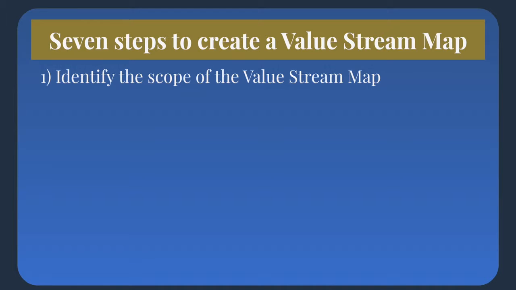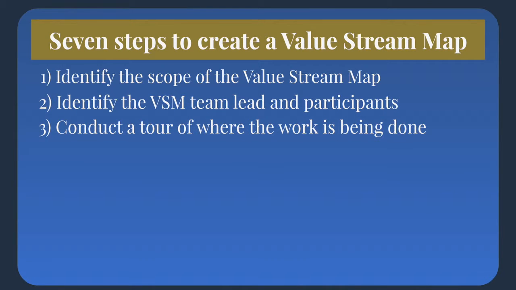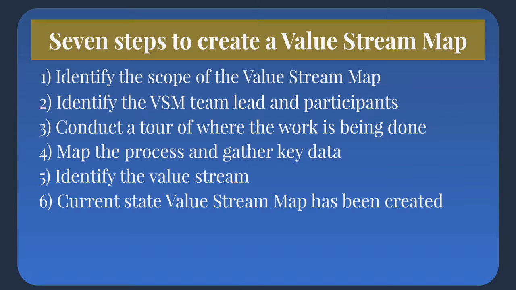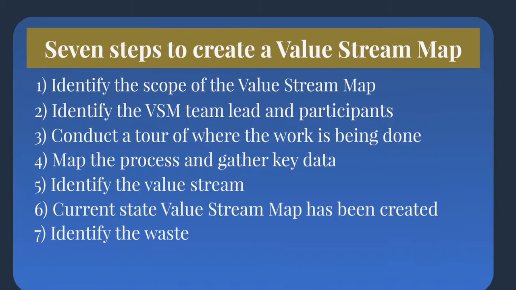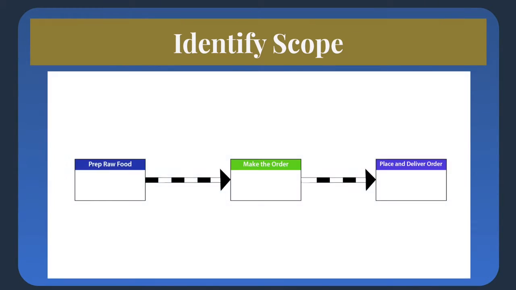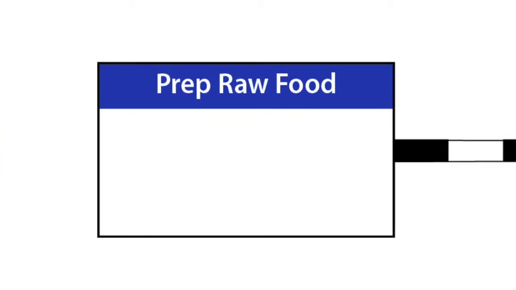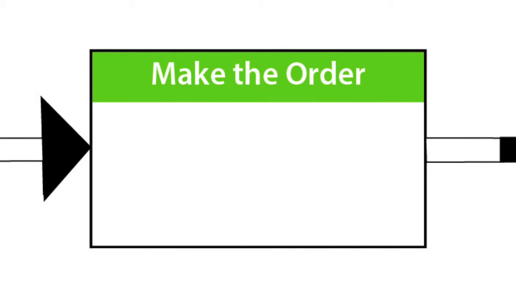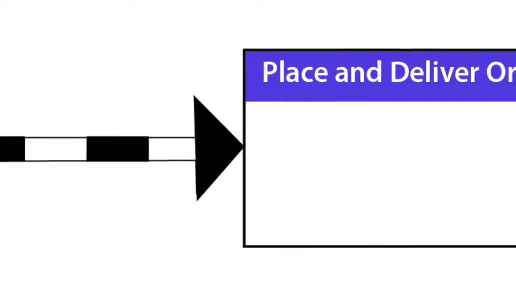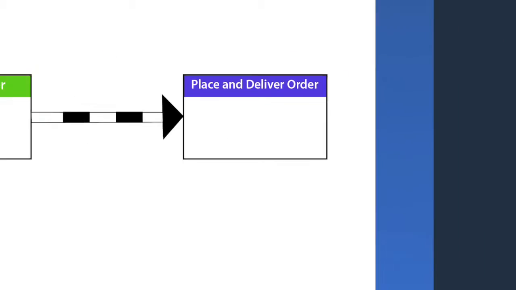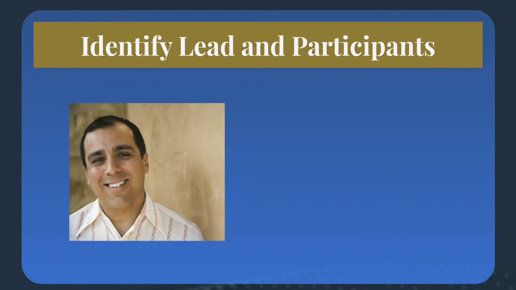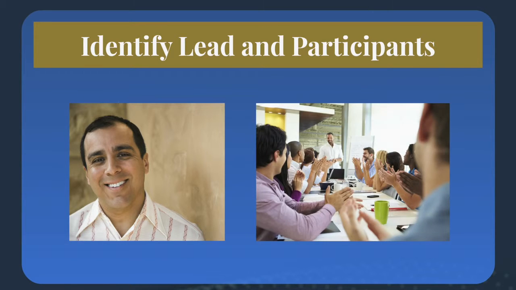There are 7 steps to follow in creating a VSM. For the lunch order process, the first step is identifying the scope of the value stream map. For our example, we determined the scope included all activities required to plan, produce, and provide a lunch. It starts with the customer's order and concludes when the order is served. The second step is to identify the VSM team lead and participants. It is important to have a team lead who owns all or most of the process being mapped. Another key is to involve participants that contribute to every action performed throughout the value stream.